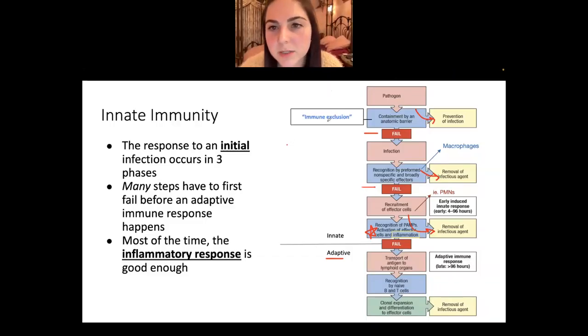And this idea of immune exclusion, this is like you're not even allowing a pathogen to infect you. So things like your skin are there to protect against pathogens entering. If you have a breach in your skin, that's why they say you really should clean a cut and take care of it, especially after surgery or something, because that's when pathogens can go in. So a lot of the times immune exclusion is good. And then if not, we have all these fail-safe mechanisms.